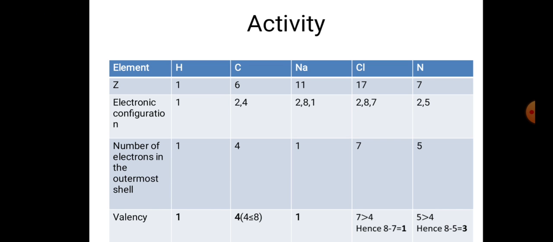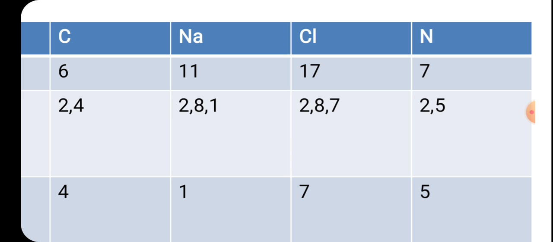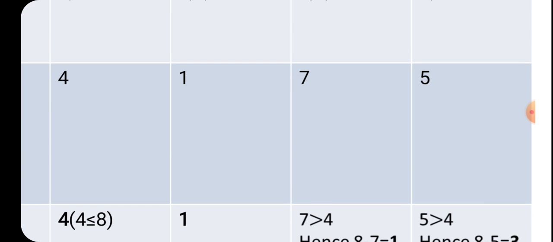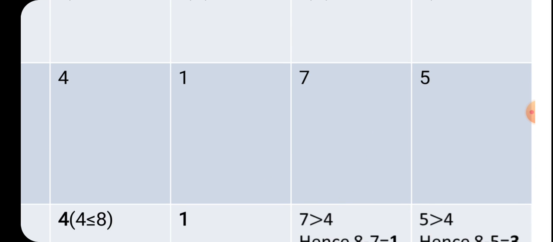Nitrogen has atomic number 7. So electronic configuration is 2, 5. 2 electrons are there in K shell and 5 electrons are present in L shell. So 5 indicates valence electrons. And now 5 is greater than 4, and therefore we are subtracting digit 5 from digit 8. 8 minus 5 is 3, and therefore valency of nitrogen is 3.